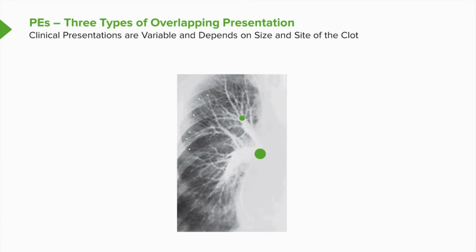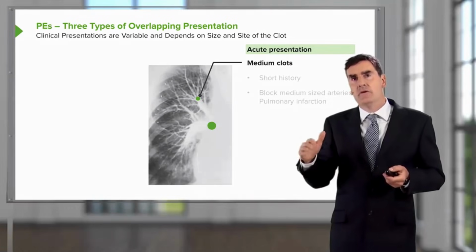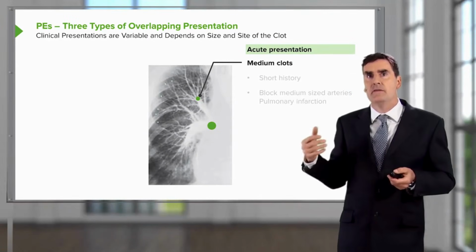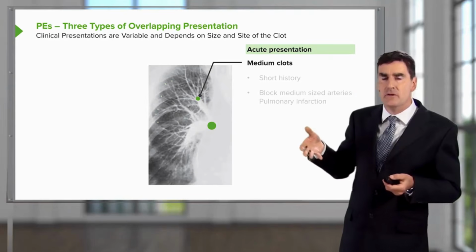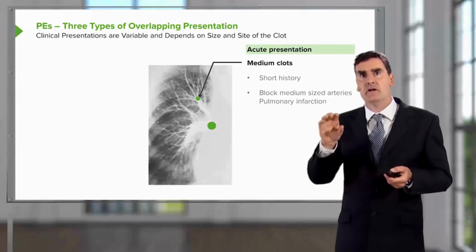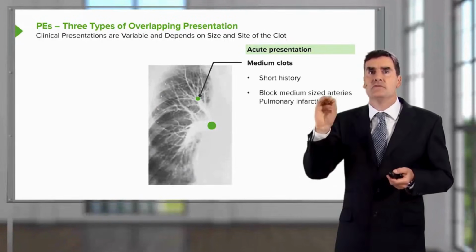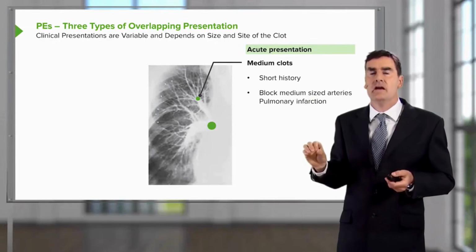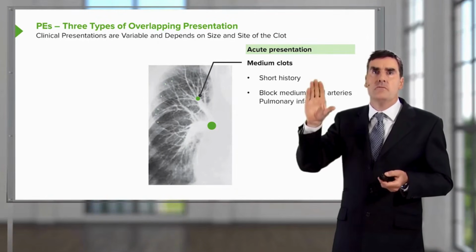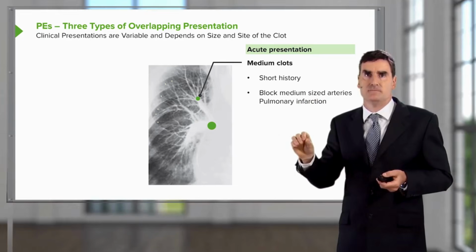Emboli to the lungs will vary in their clinical presentation depending on the size of the embolus. And we can divide this into 3 main categories. In the acute presentation, this might be a medium-sized clot, and this will fly off into the pulmonary circulation, but not lodge at the beginning of the pulmonary artery, but deeper down in one of the median pulmonary arteries and cause infarction of tissue distal to that. And these patients present with a short history, largely of cough, breathlessness, hemoptysis.